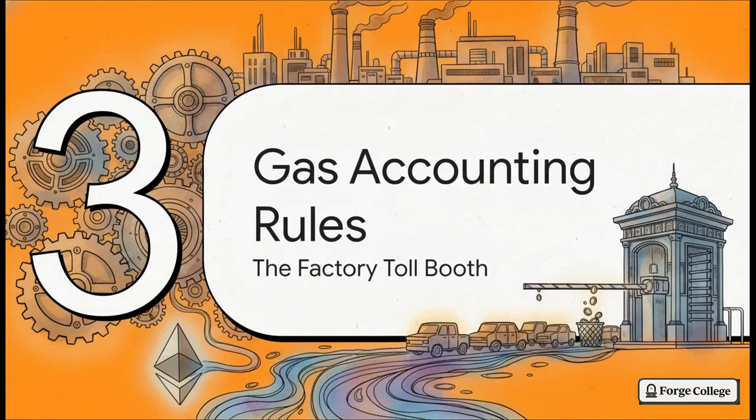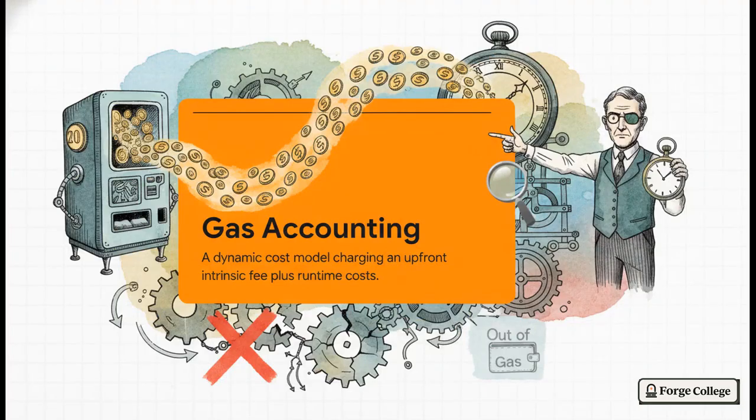Which brings us to part 3, gas accounting rules. Welcome to the factory toll booth. Look, you can't run heavy machinery for free, right? And the EVM runs on gas. Gas accounting is this dynamic cost model that is woven right into the fabric of execution. Think of the EVM as a seriously penny-pinching auditor standing right next to the machine. Before an opcode even fires, this auditor checks your wallet and deducts a base upfront gas fee.